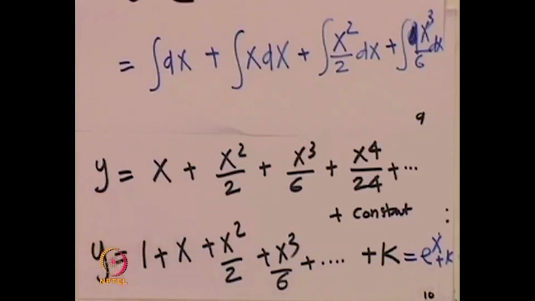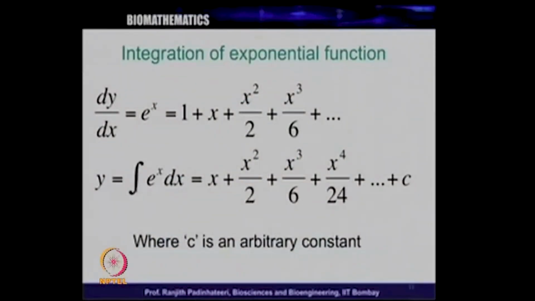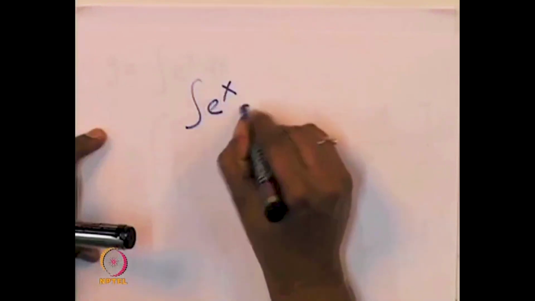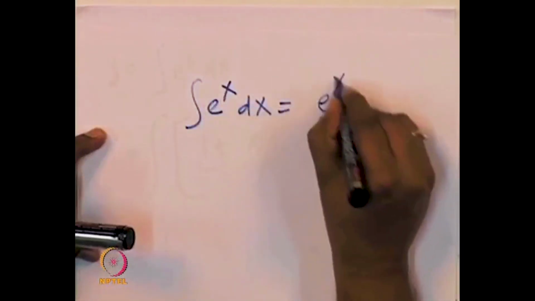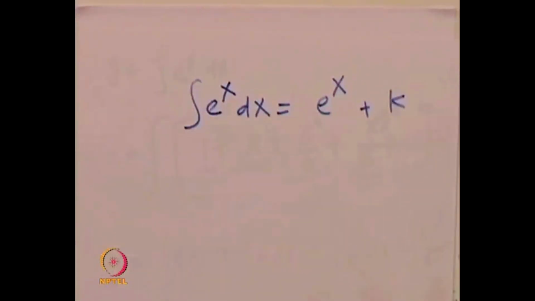So the answer is, it turns out that the integral of e power x dx is e power x itself plus a constant k. Some constant, like c, some number. It could be any number, 1, 23, minus 23, 100, any number depending on the k. You can put any arbitrary number, and you know the derivative of this is this. So the derivative of e power x is e power x itself, and the integral of e power x is e power x itself.